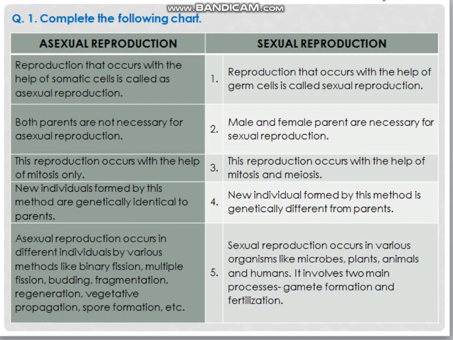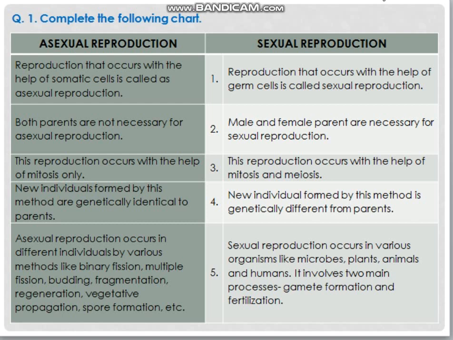So let's start. First question is complete the following chart. Here there are some statements given. You have to fill the other side. So here we have asexual reproduction and sexual reproduction. This basically gives the difference between both of them. So all you have to do is write the appropriate sentence on the other side. So I have done it for you here. So you can write the correct sentence as I have shown here.